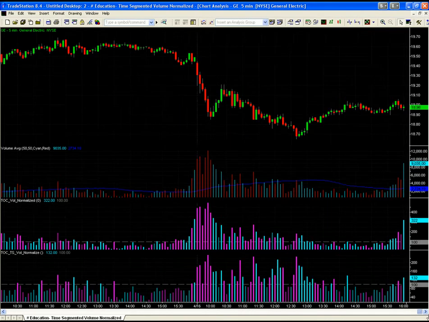Now if we come forward in time to just this past Friday, you can see that again the typical volume, huge volume, very low, huge volume. Well, now we see a completely different pattern. We see that our time segmented volume normalized confirms it as well. Yes, indeed, we had a lot of downward volume here.